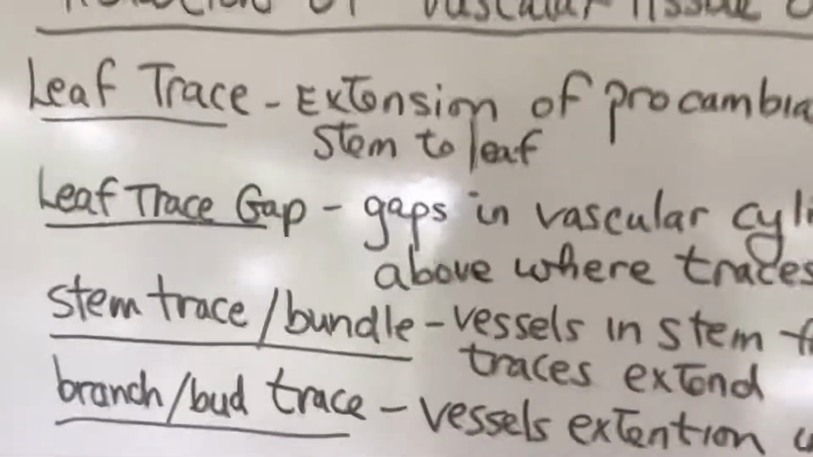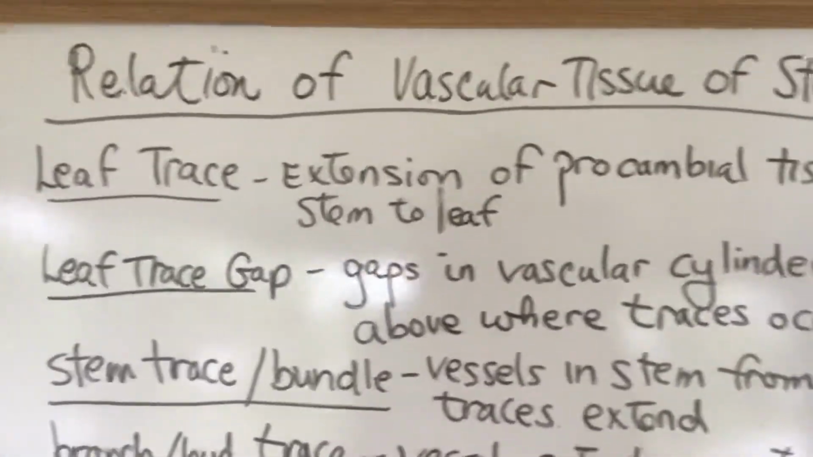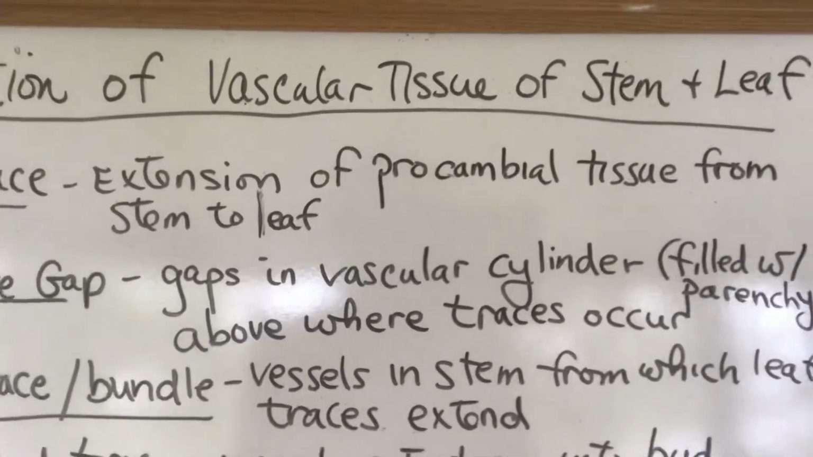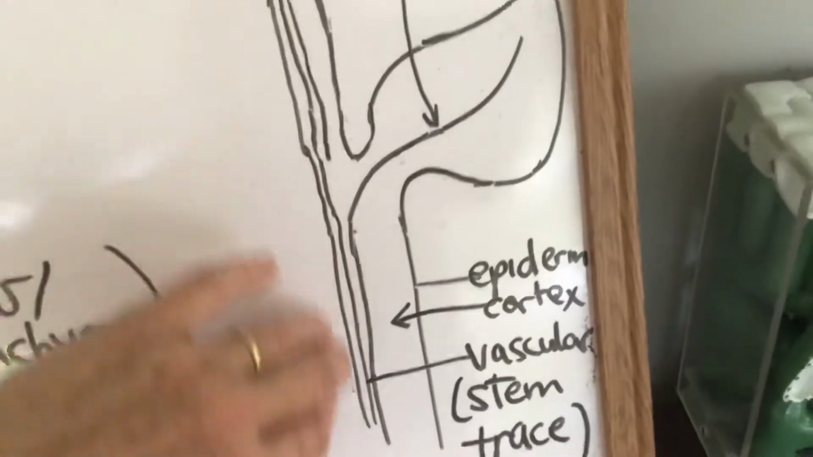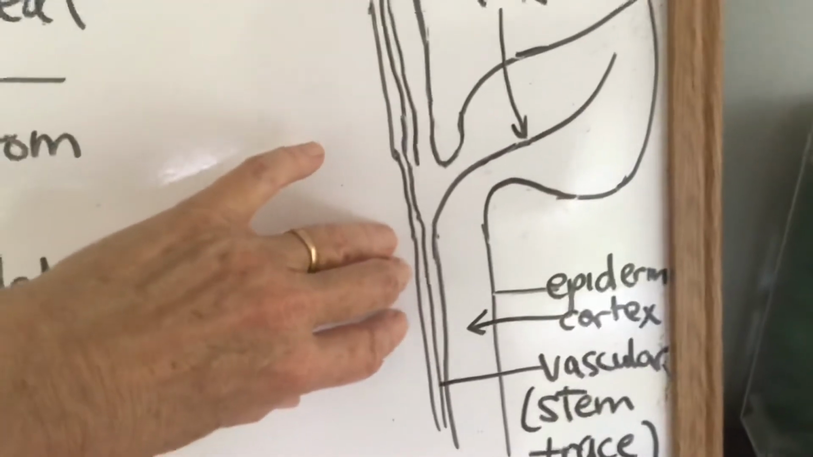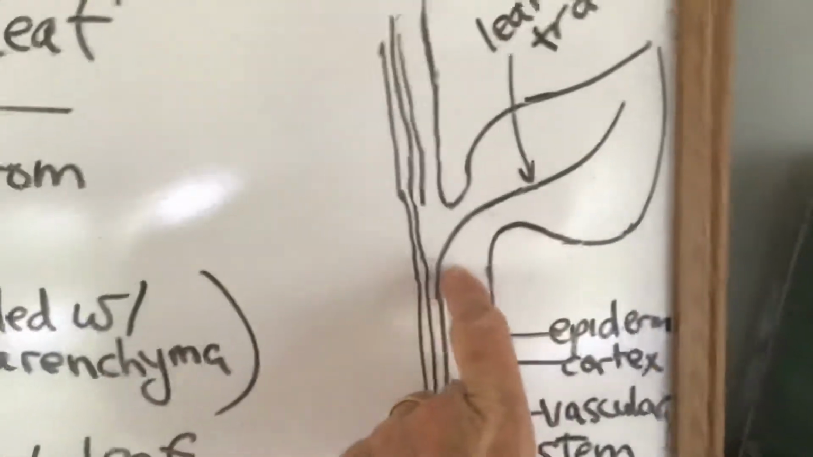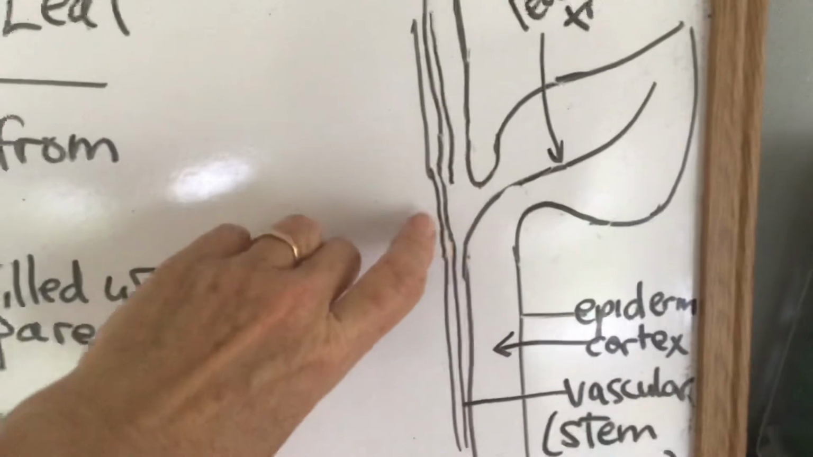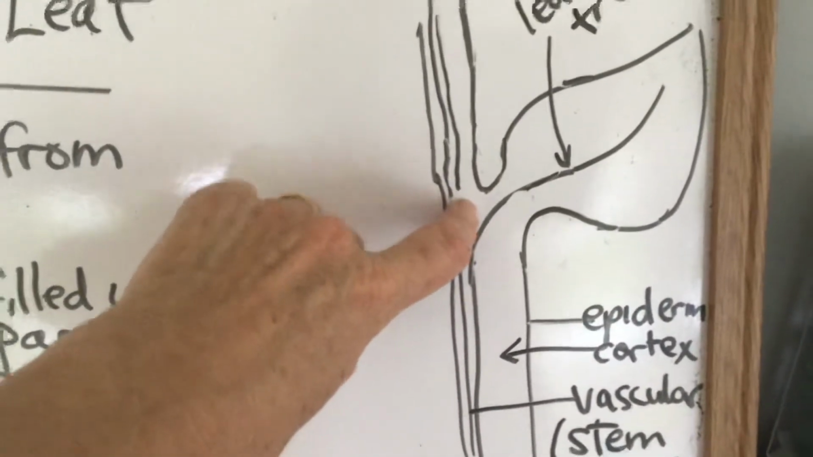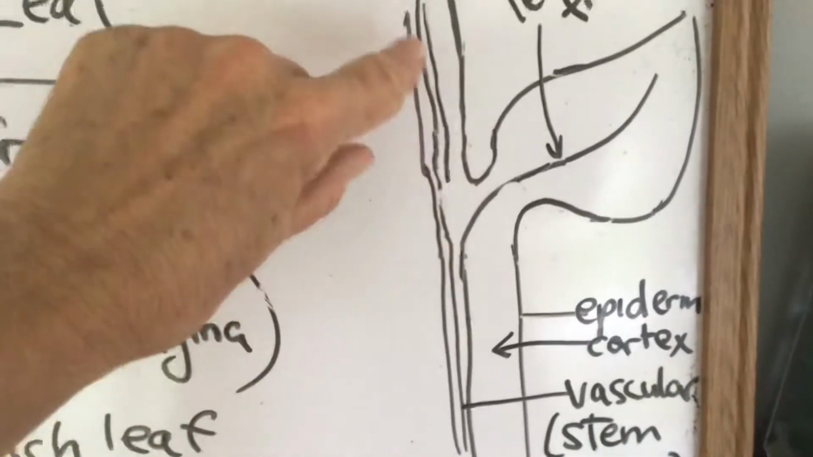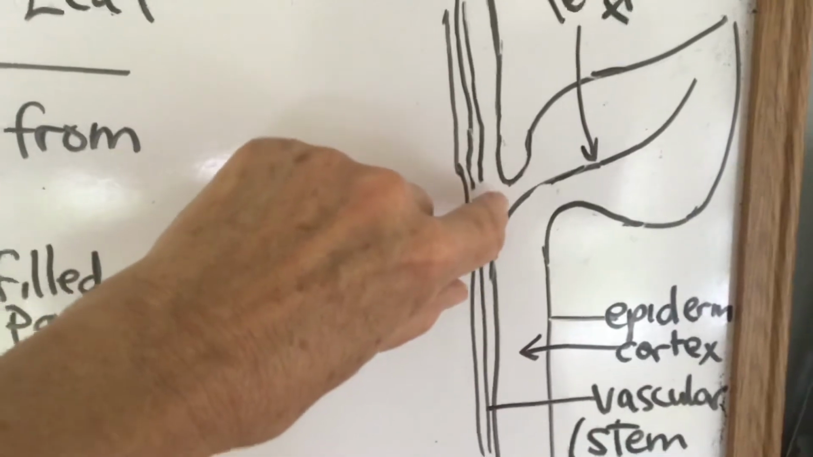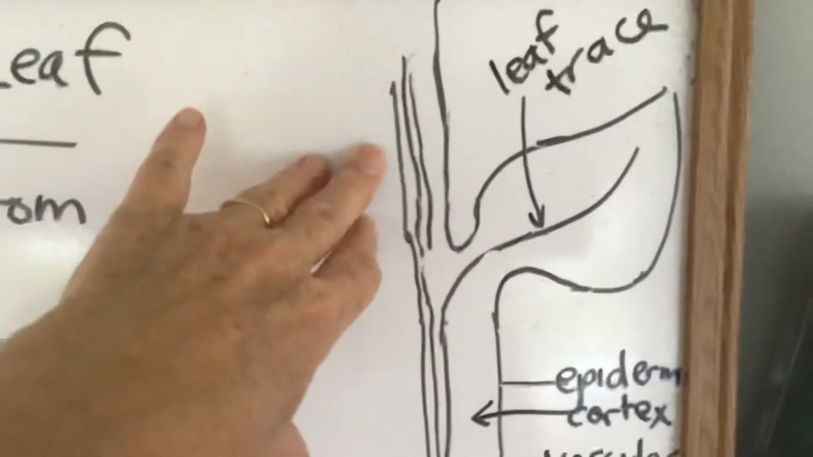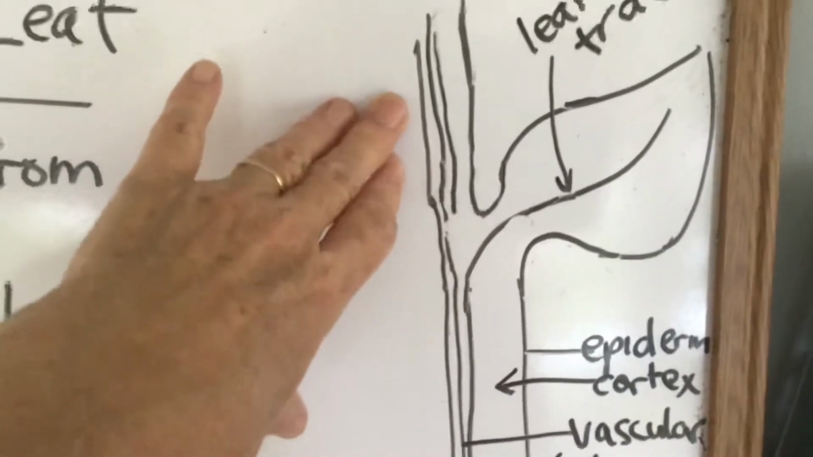And there's another term called the leaf trace gap, and this is a gap in the vascular cylinder that is left above where the leaf trace goes off. So these are basically a bunch of vessels that are going up, and so they're groups or bundles of vessels. And as a group goes off, there's a gap then in the tissue. And then that tissue can either be remade by parenchyma cells or remade by the tissue above, the apical meristem might be laying it down as the plant is growing.